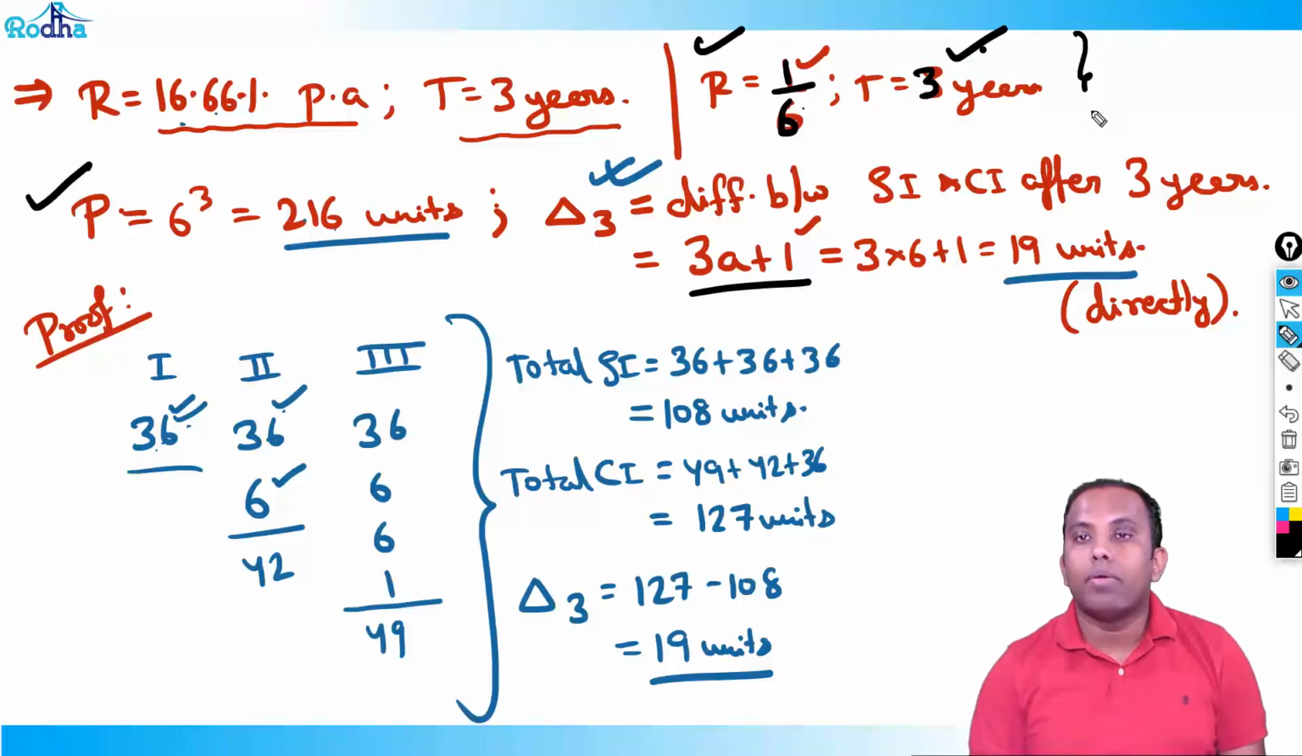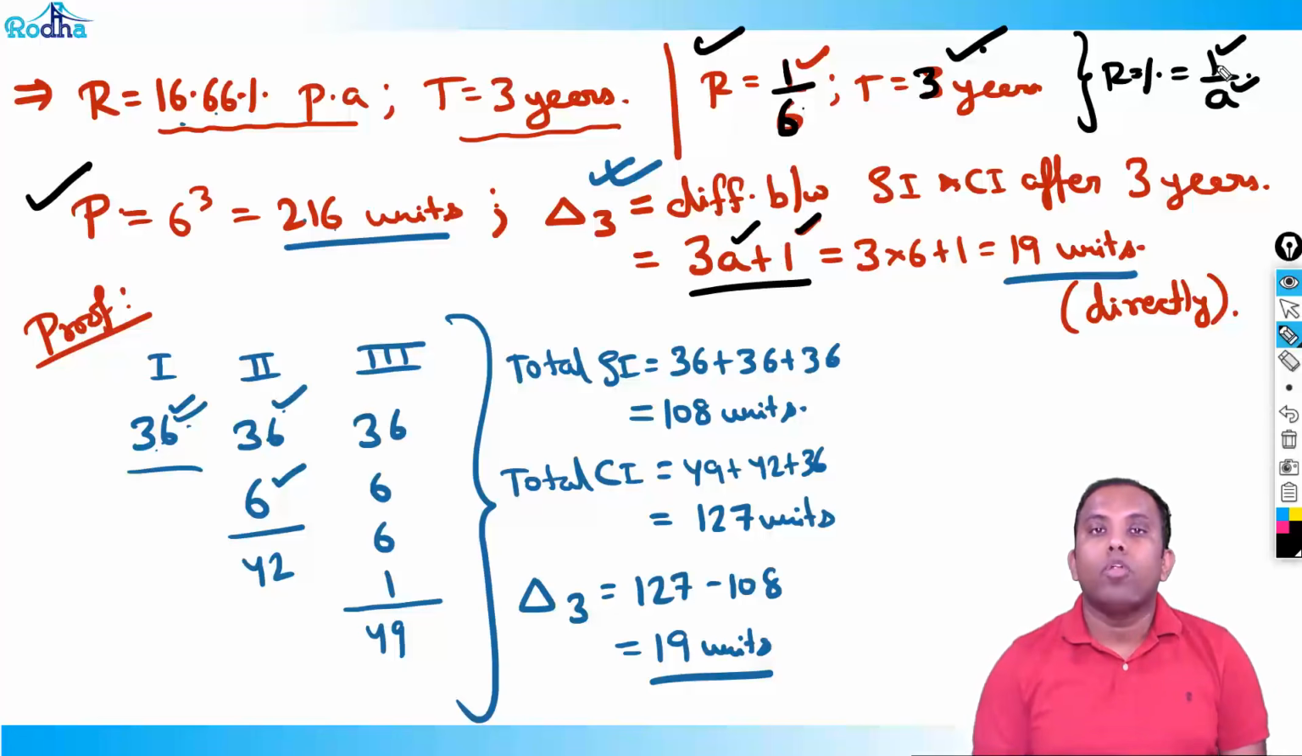Whenever rate percent is in 1 by a form, this a is here, this a is here, right? This was always numerator 1. I told you why, because you're getting interest on interest on interest. So first 216, 1 by 6, 36. Then 36, 1 by 6 is this 6 here. That is, 1 by 6 of first 216, 1 by 6, 36. And then again 1 by 6 will be 6, right?